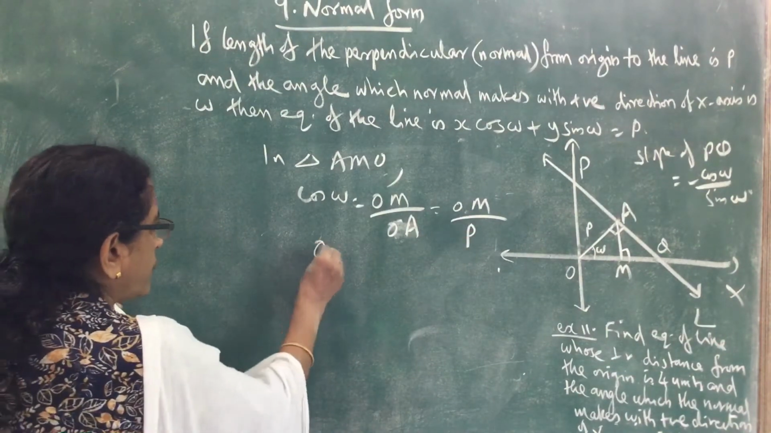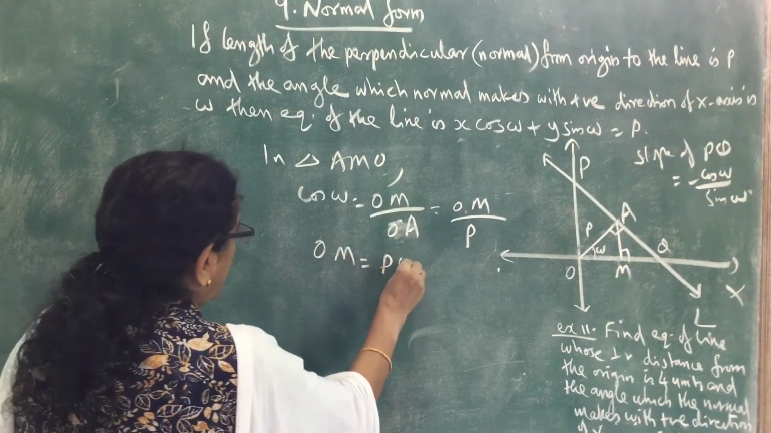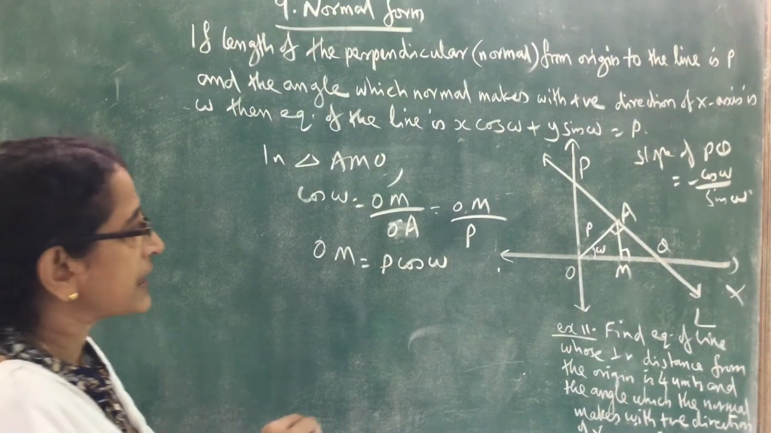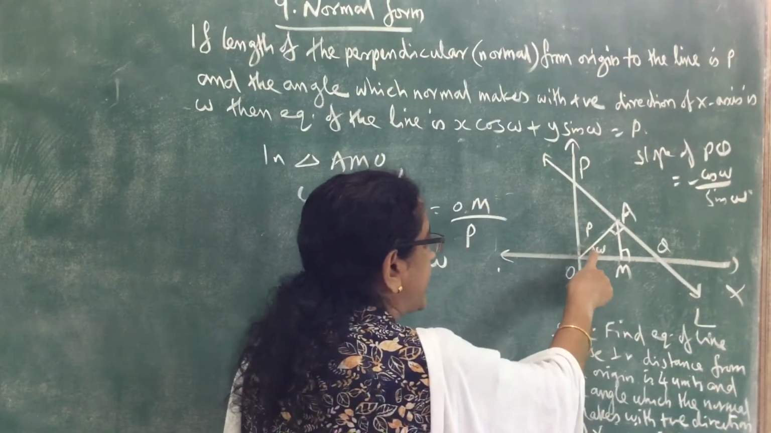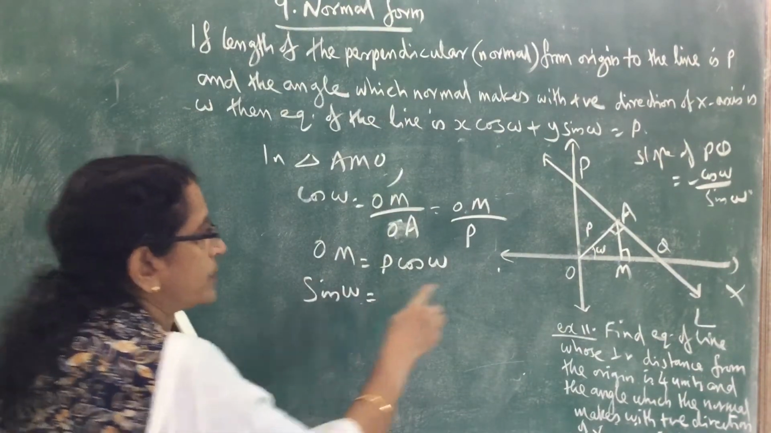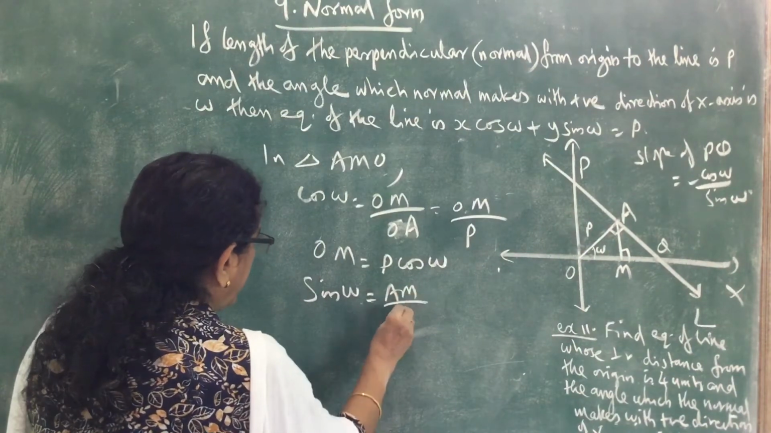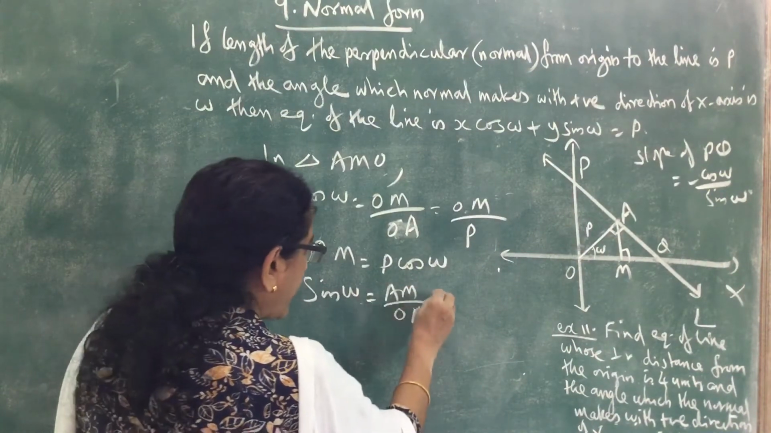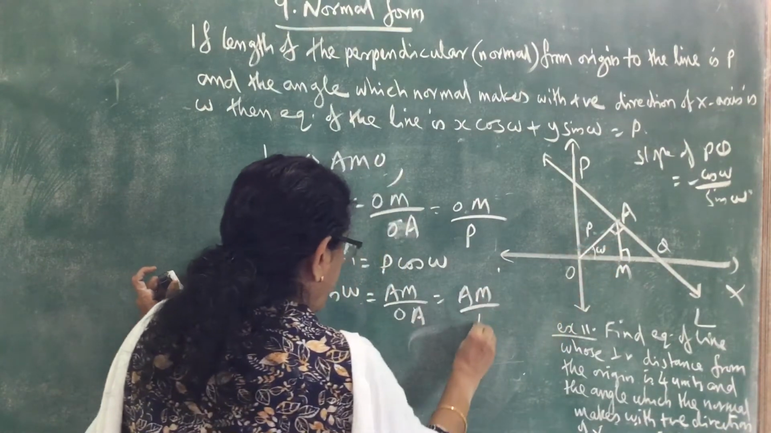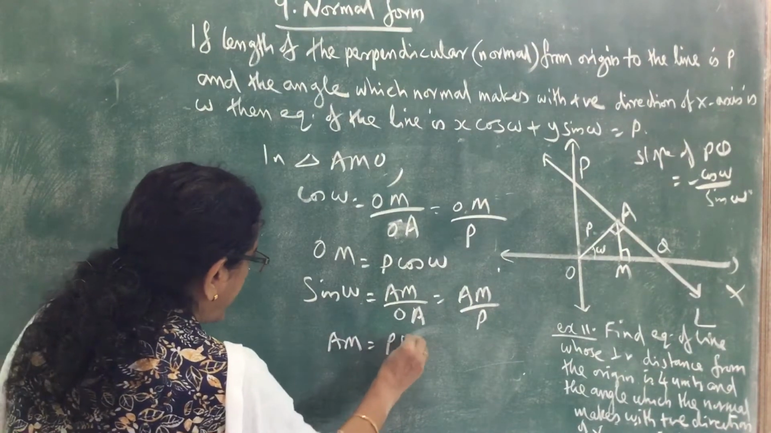Now OM equal to, cross multiplying, P cos omega. So OM equal to P cos omega. Similarly, take sine in the same triangle. Sin omega equal to opposite side by hypotenuse, that is AM by OA, and OA is P. Now cross multiplying, AM equal to P sin omega.